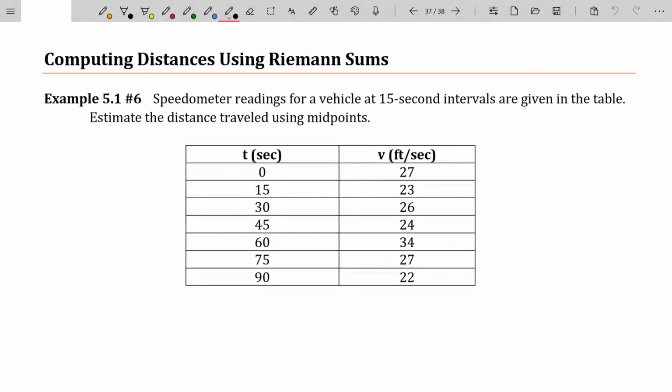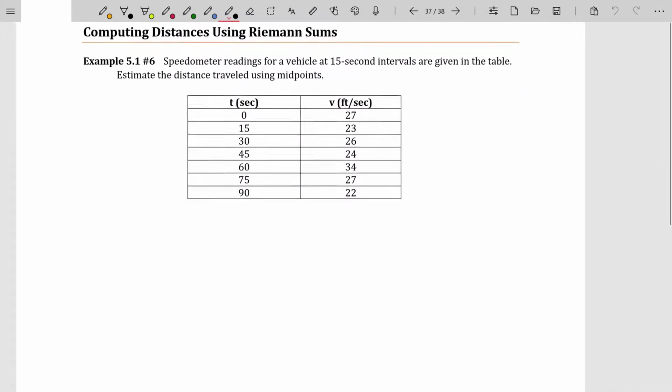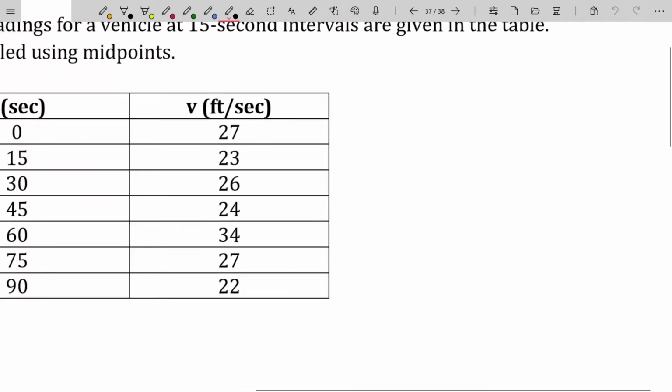So let's take a look at this first example. Speedometer readings for a vehicle at 15-second intervals are given in this table right here. Estimate the distance traveled by using the midpoint method. Now this was kind of the opener in a way to this whole entire video series.